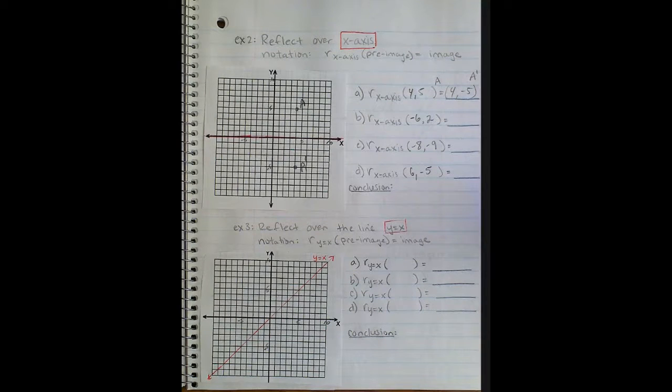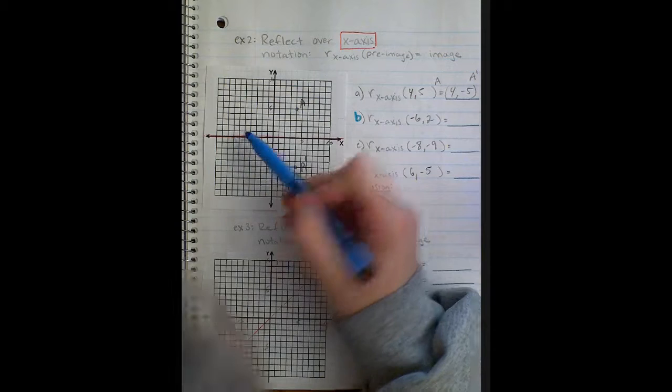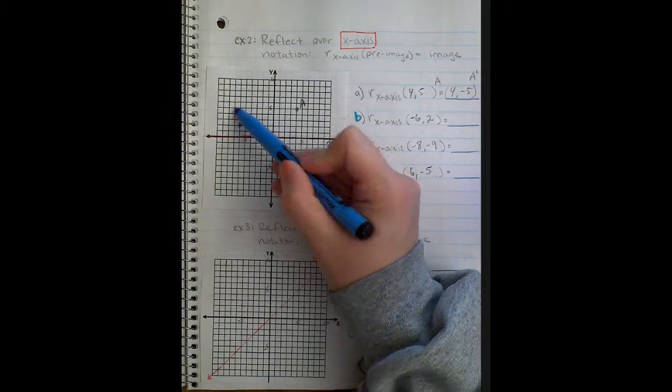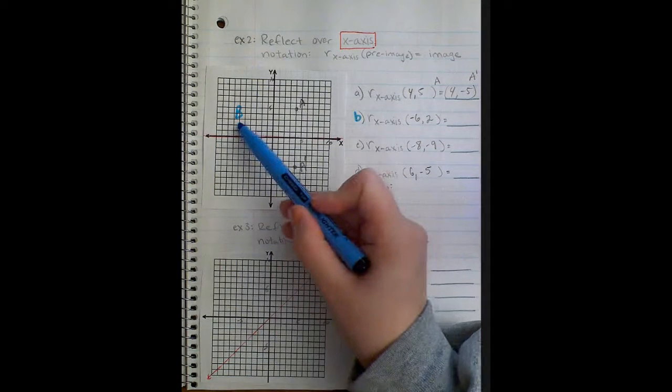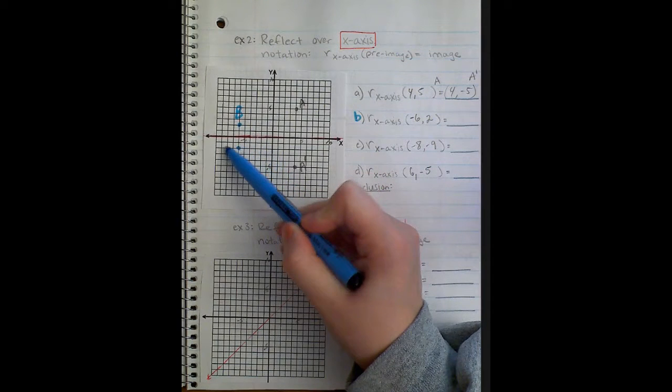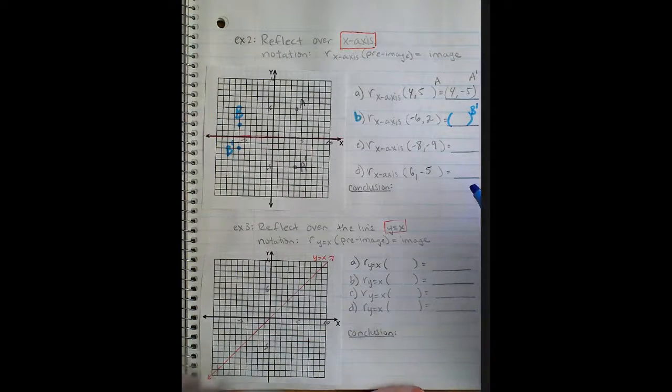We'll do the same thing for B. (-6, 2), so here's point B. And if I wanted to reflect that over my x-axis, that would be just 2 units below right here. So my coordinates for B prime are going to be (-6, -2). Go ahead, pause the video, try to complete parts C and D, and then resume when you are ready to check.